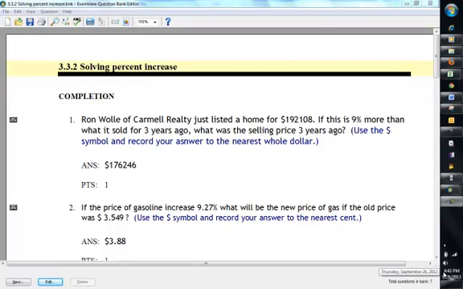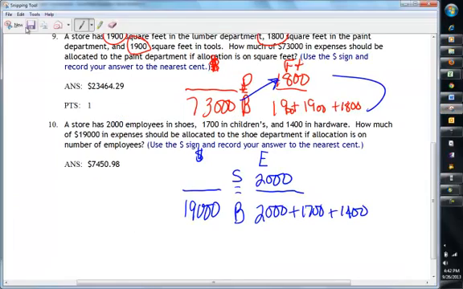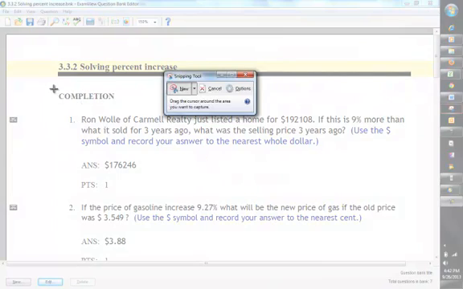Percent increase and decrease are basically handled the same way. I'm going to show you how to do them, and so here we go.